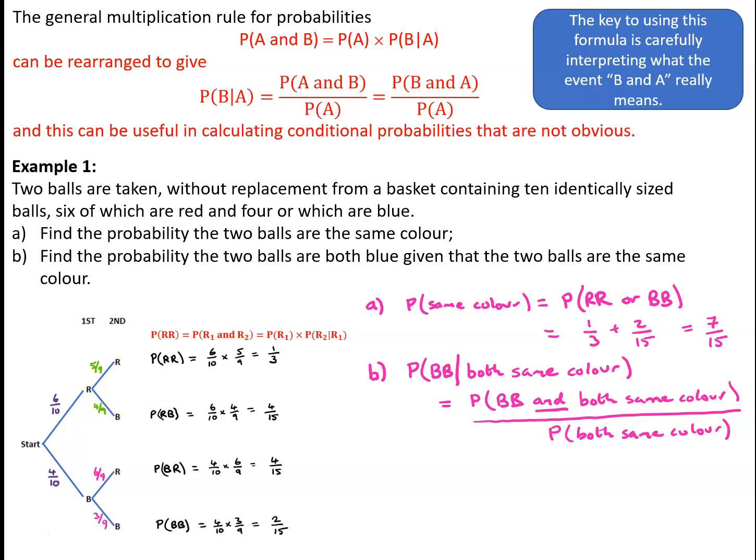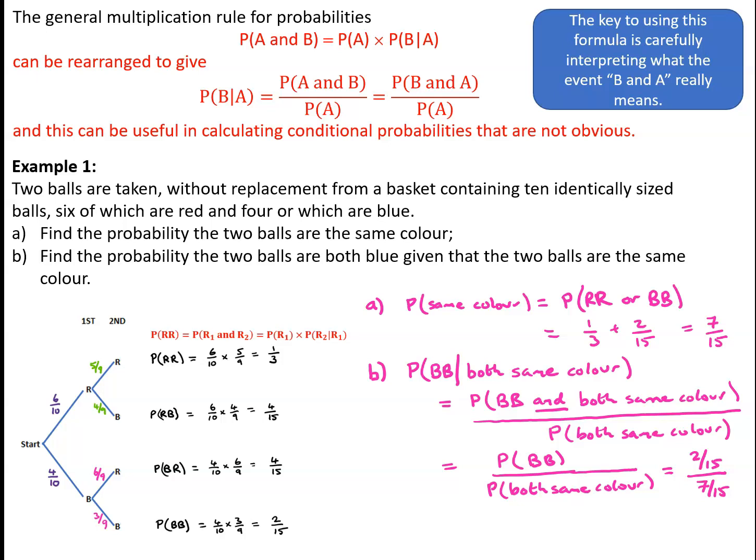What does it mean to say the 2 balls are both blue and the 2 balls are both the same colour? Well, if we know the 2 balls are both blue and they're both the same colour, that certainly means we just know the 2 balls are both blue. So the probability of the event 2 balls are both blue and they're both the same colour simplifies to the event the 2 balls are both blue.